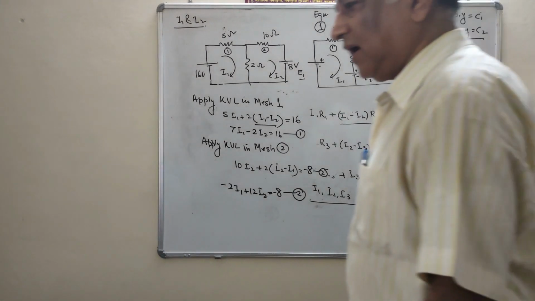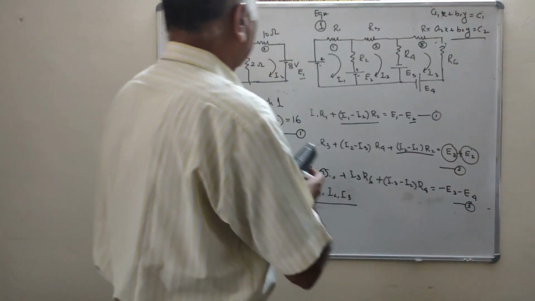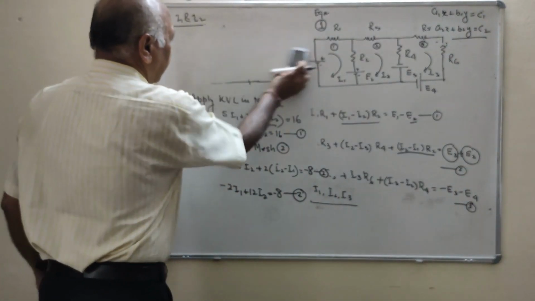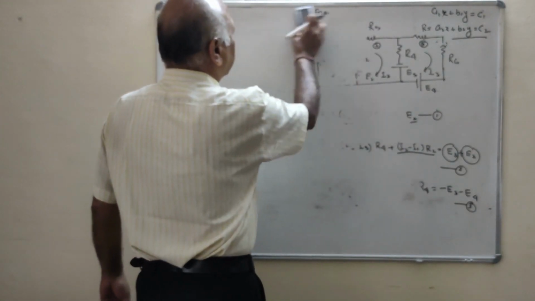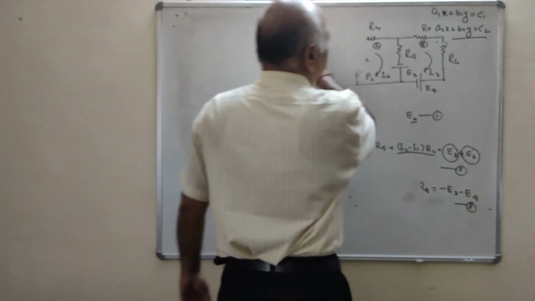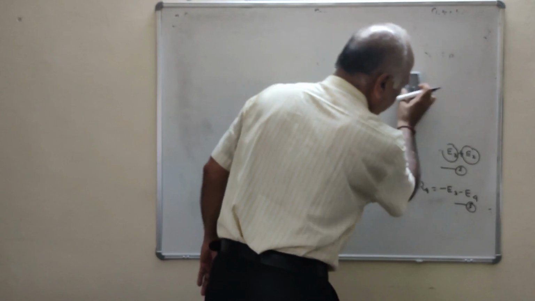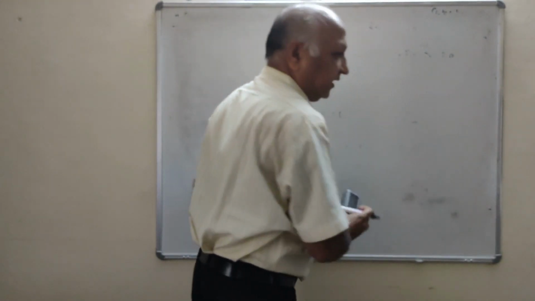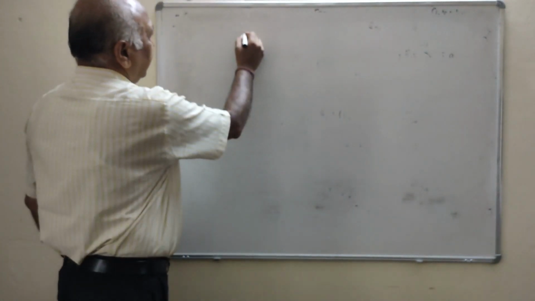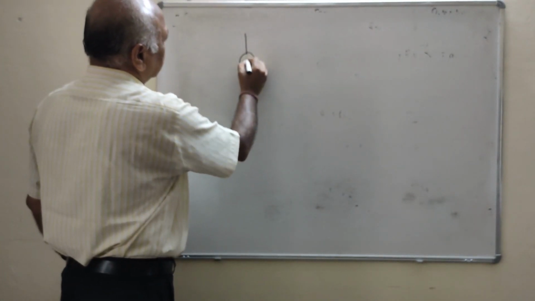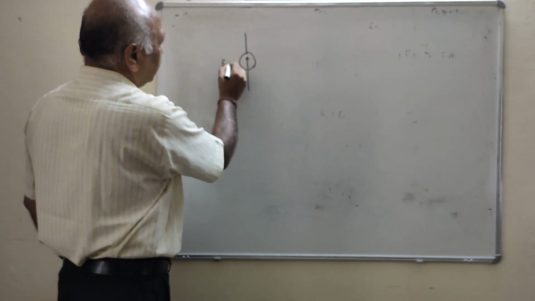Now we will take another example which is more complicated. Please see this example. It is a very good example and the circuit looks very complicated, but we will solve it with the help of source transformation. Say this is the current source, and the current source is 5 ampere.